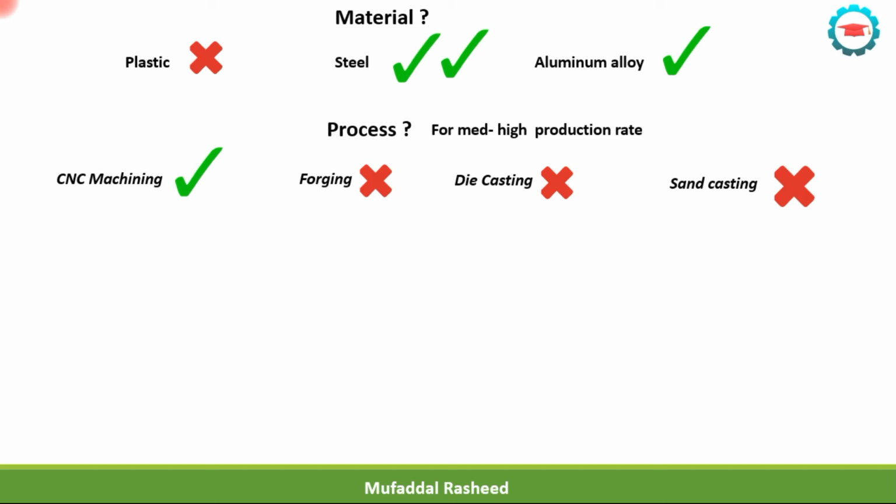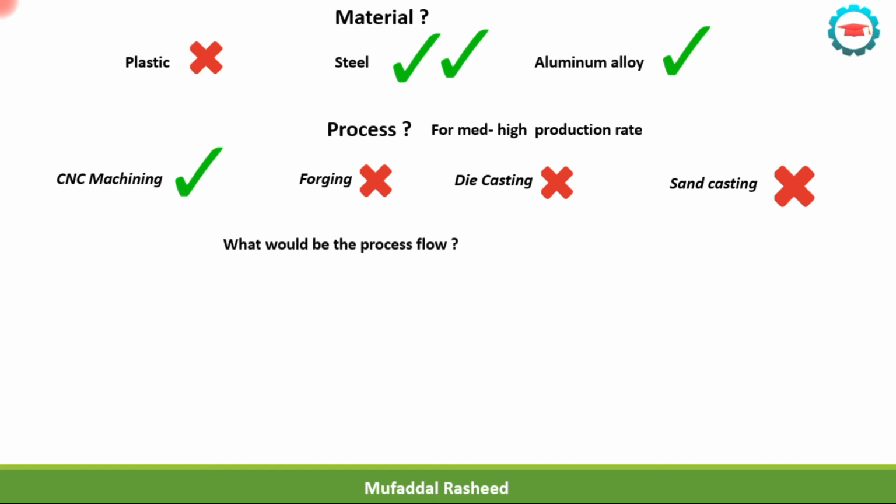And CNC machining, since it's a simple part, the number of machining operations required will be very low, and this can be done for a very low labor cost and low operating cost. So we don't need to put any major investment in the case of forging, die casting or sand casting. So we can do it with the normal machining itself.